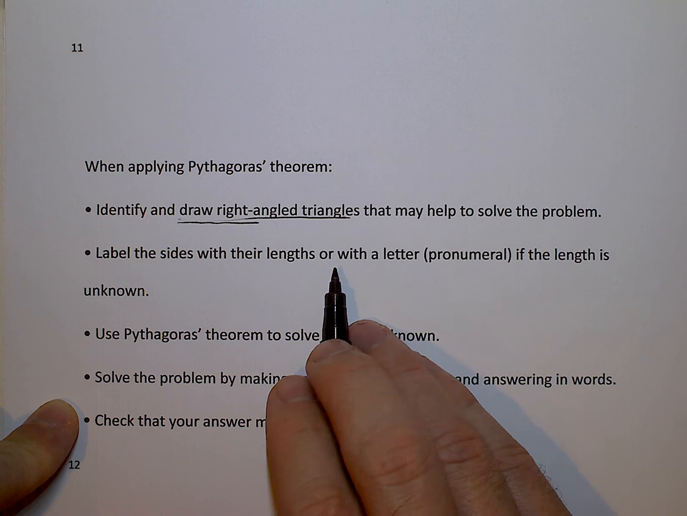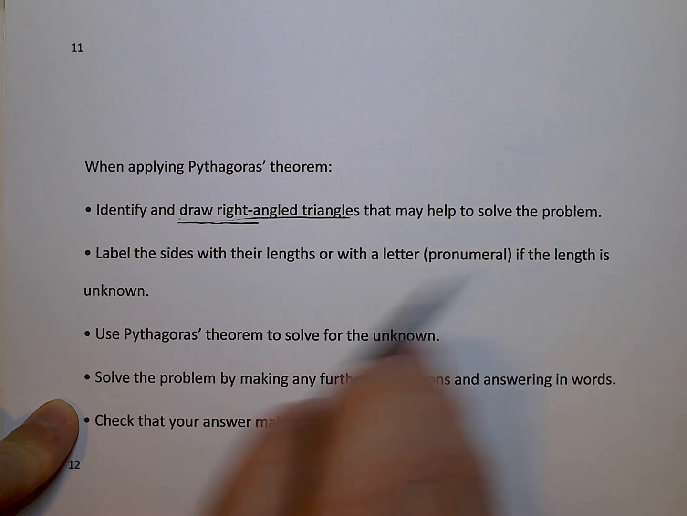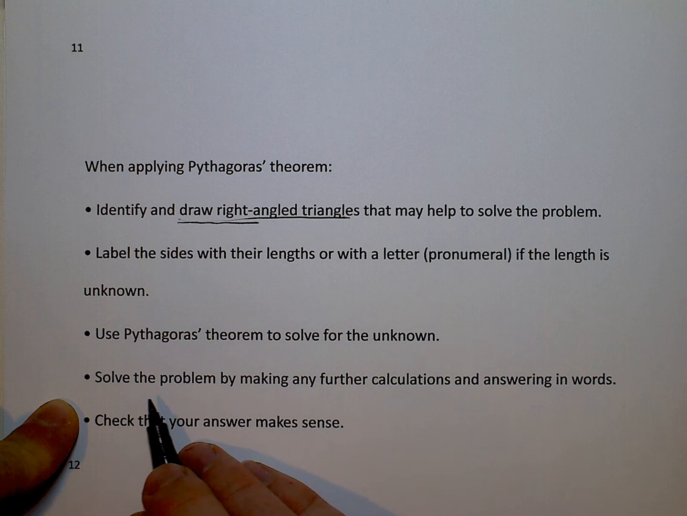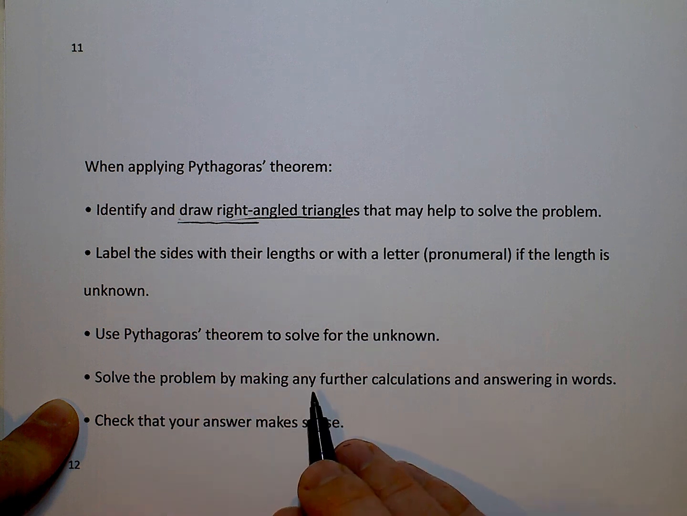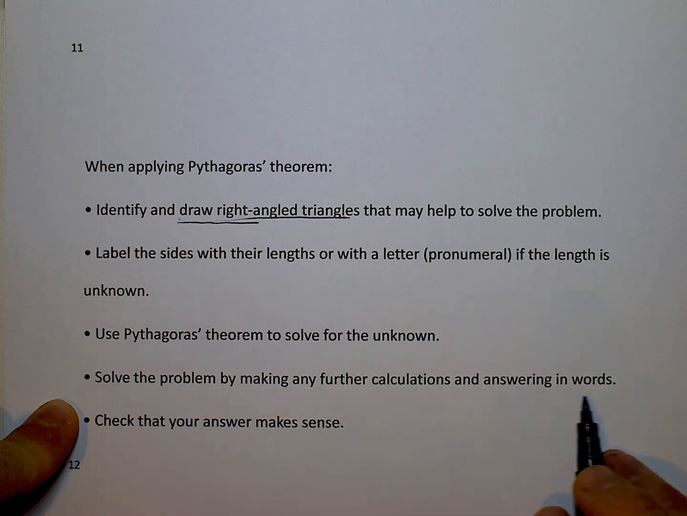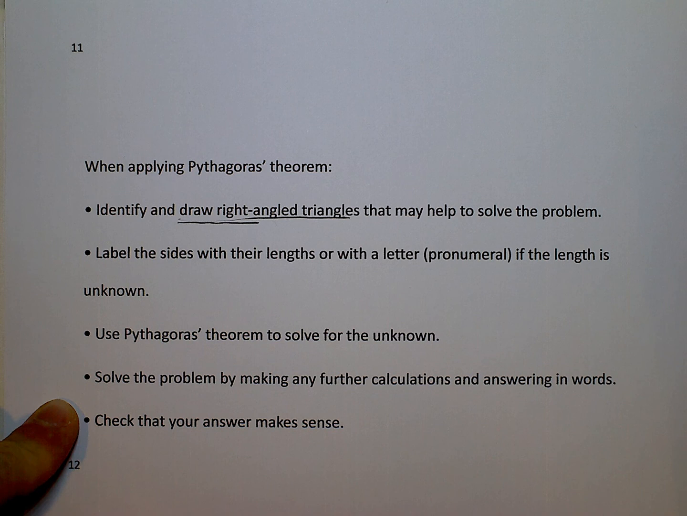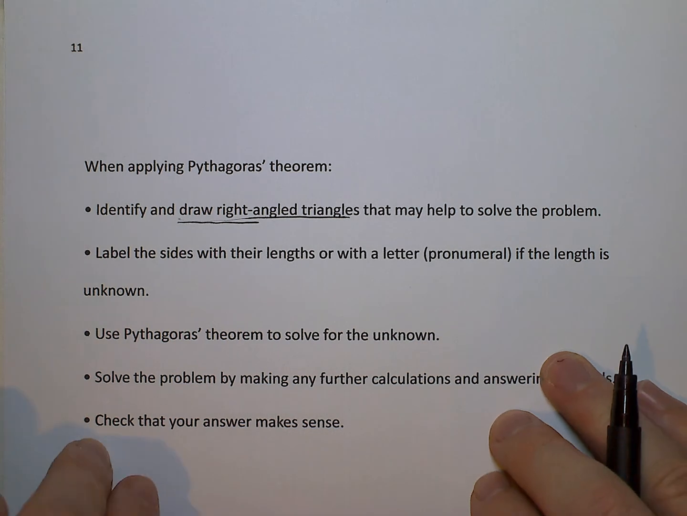Label the sides with their lengths or letters as you go. If the length is unknown, use the Pythagoras theorem to solve the unknown. Solve the problem by making further calculations, answering in words. Check your answer makes sense. Okay, so we're going to follow this guide. Always draw the question, then look for the triangle. Label your sides, then look for the triangle, and then solve using Pythagoras' theorem.